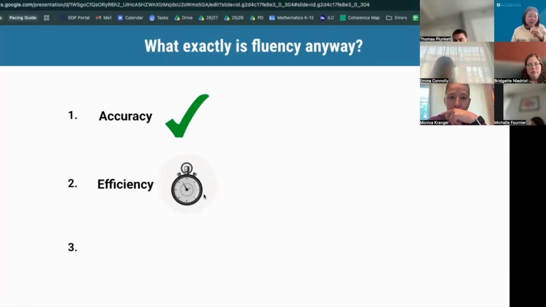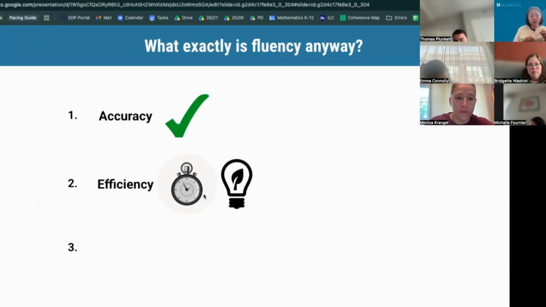One more element of efficiency that I'm going to put in here and we're going to go into today is those strategies. We also want to be efficient with our strategies. We're going to go into what those strategies look like in multiplication. And then I'm going to introduce two more words when we think about fact fluency.